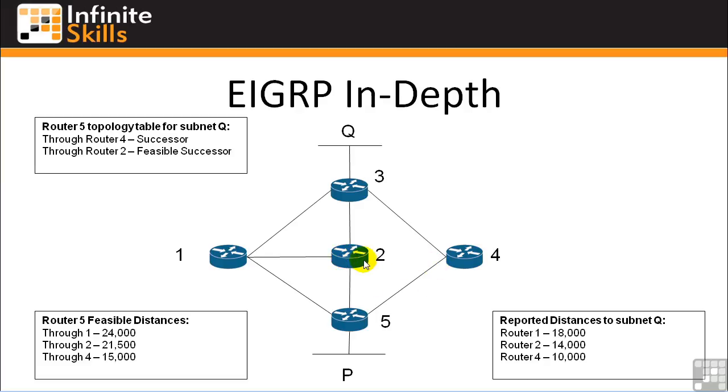Now that doesn't mean router 1 will never be used. If one or both of these fails, then this metric calculation is rerun for subnet Q, taking into account the fact that router 2 may not be there. Then router 1 becomes the feasible successor because it's the only other route there, and at that point it may have a lower reported distance.